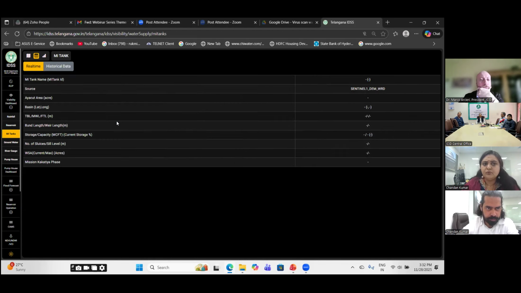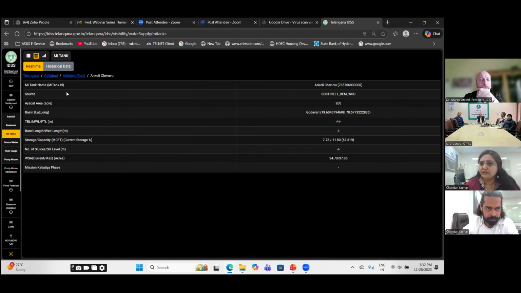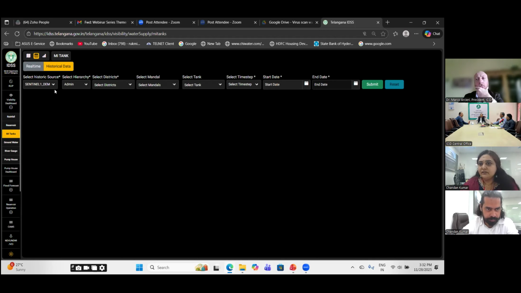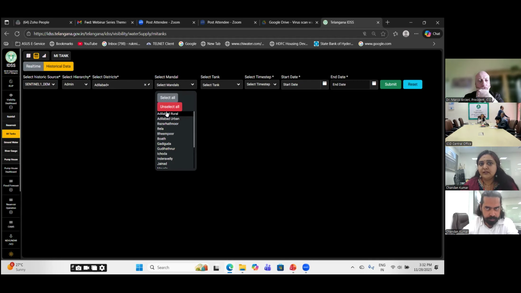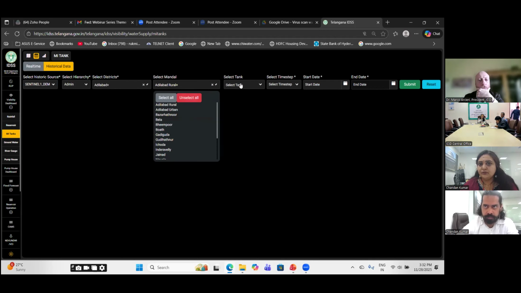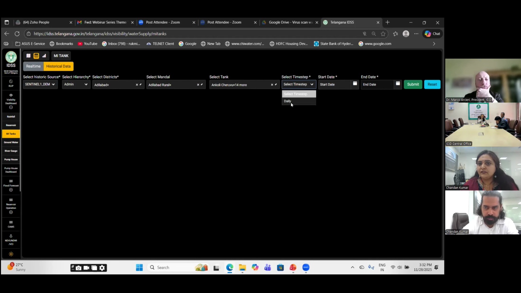If I want to get more information, like what is the name of the tank first of all, what are the lat longs of the tank, where it is existing, what is the ICID area, what is the water spread area, all this information with respect to the storages of the tanks is also available here. Not only that, we also have historical data where you can select your type of source with respect to the type of constituency. For example, if you want to take any particular district, you can go for that particular mandal and also the time steps.